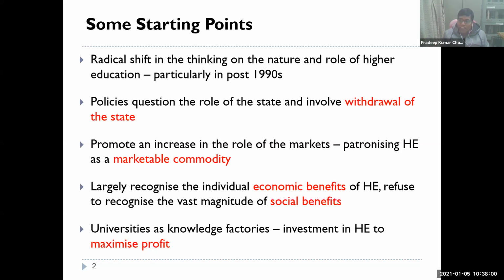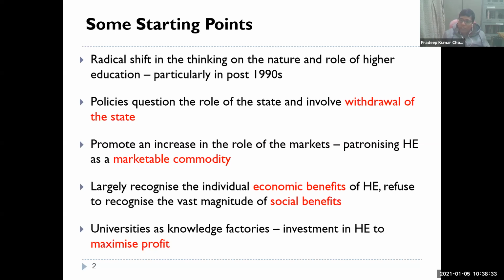In post-1990s, because 1990 was a clear demarcation for us, India adopted the LPG, liberalization, privatization, and globalization policy in the country. That led to several changes in different social sectors, including health, education, employment, and almost all socio-economic sectors. So given that, the pattern that the country followed in providing education to its citizens changed drastically post-1990s. That's the point number one.